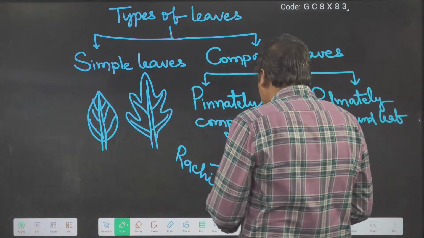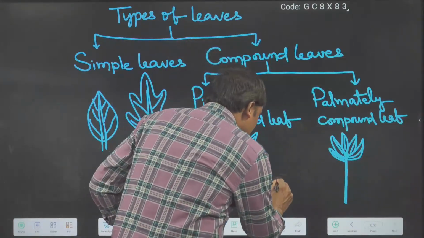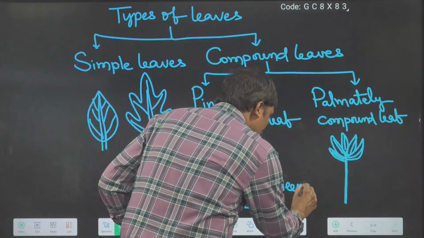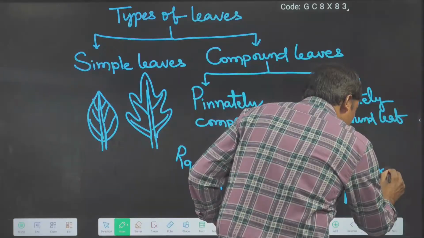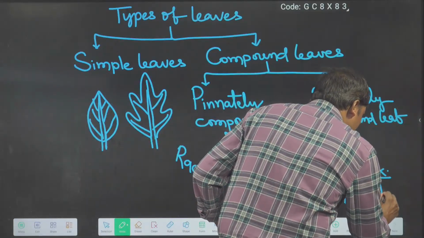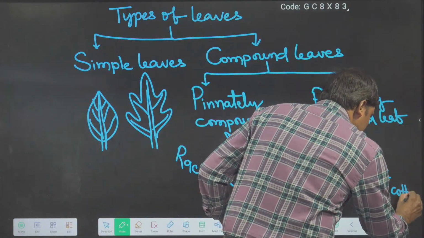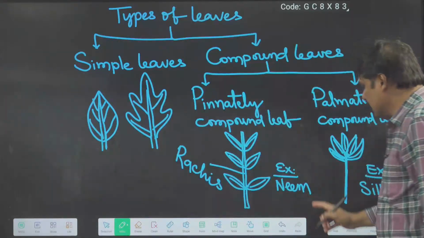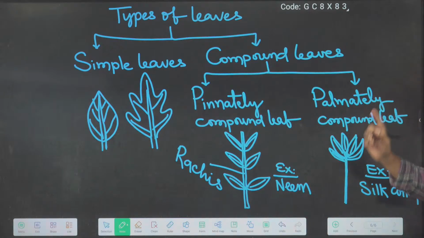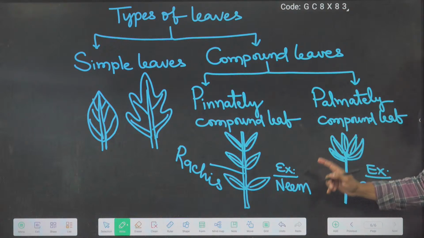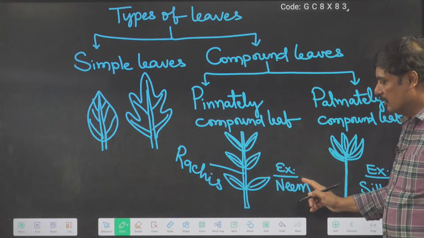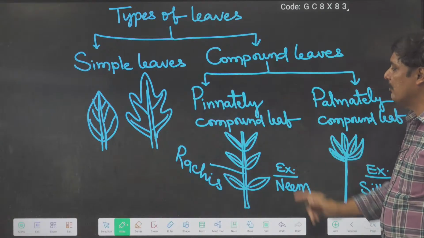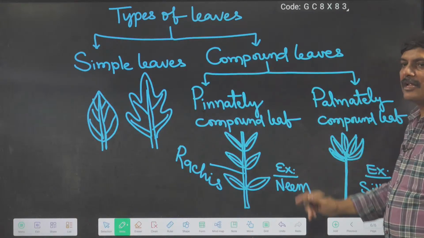This pinnately compound leaf is seen in neem. Example: the example of a palmately compound leaf is silk cotton. Silk cotton shows a palmately compound leaf. Azadirachta indica is the botanical name of neem. And neem leaves are pinnately compound. Silk cotton is palmately compound.